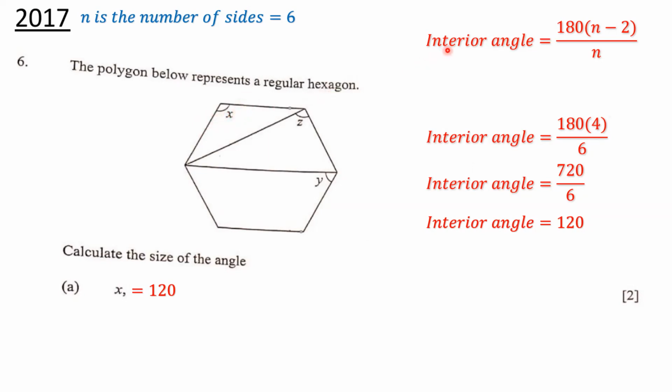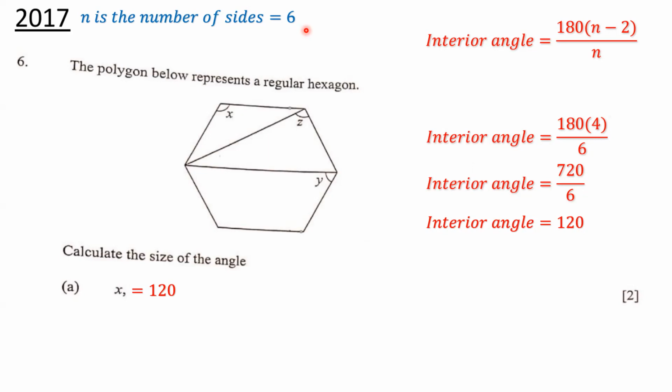What is the formula for an interior angle? Well, if you want to figure out an interior angle, it's equal to 180 multiplied by n minus 2, all over n, where n is the number of sides of the regular polygon. The number of sides for this regular polygon is 6. So wherever we see n, we're going to put 6.